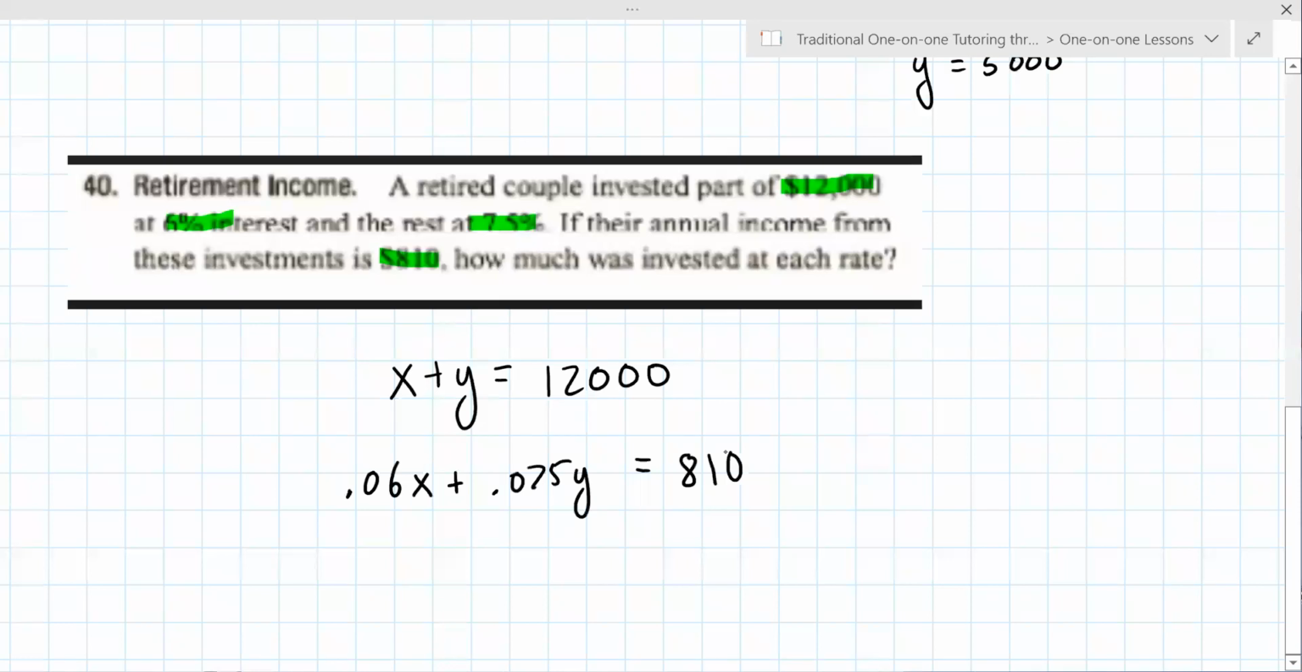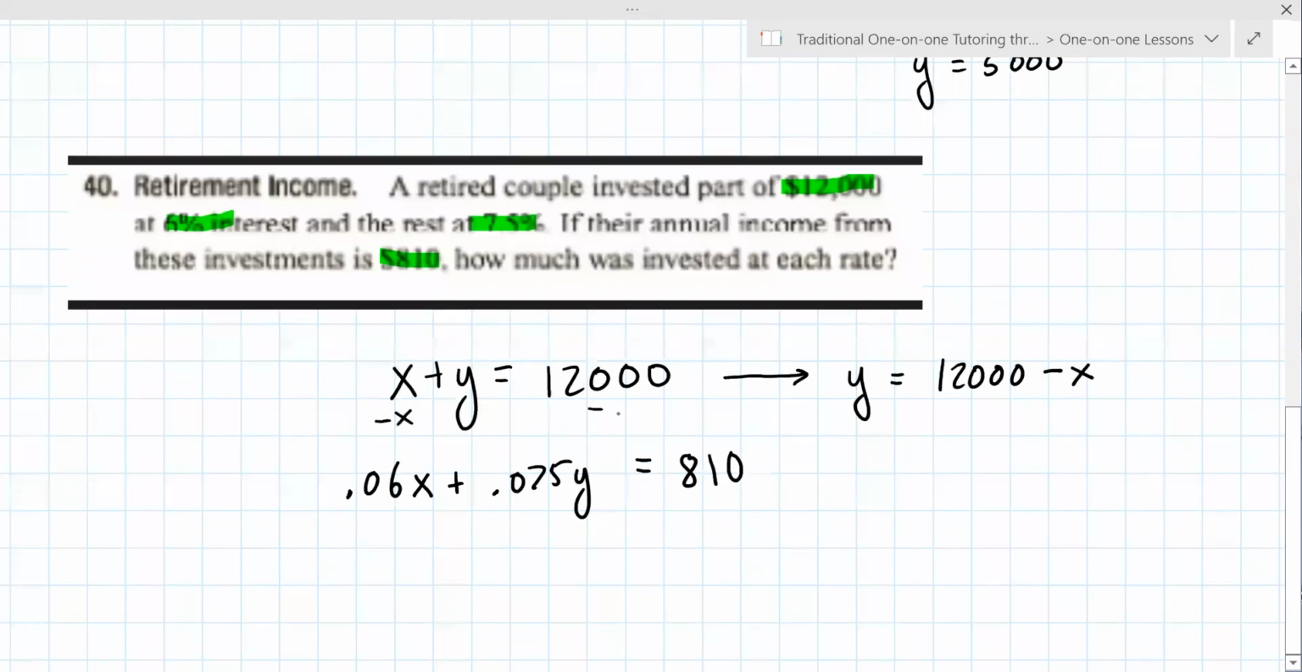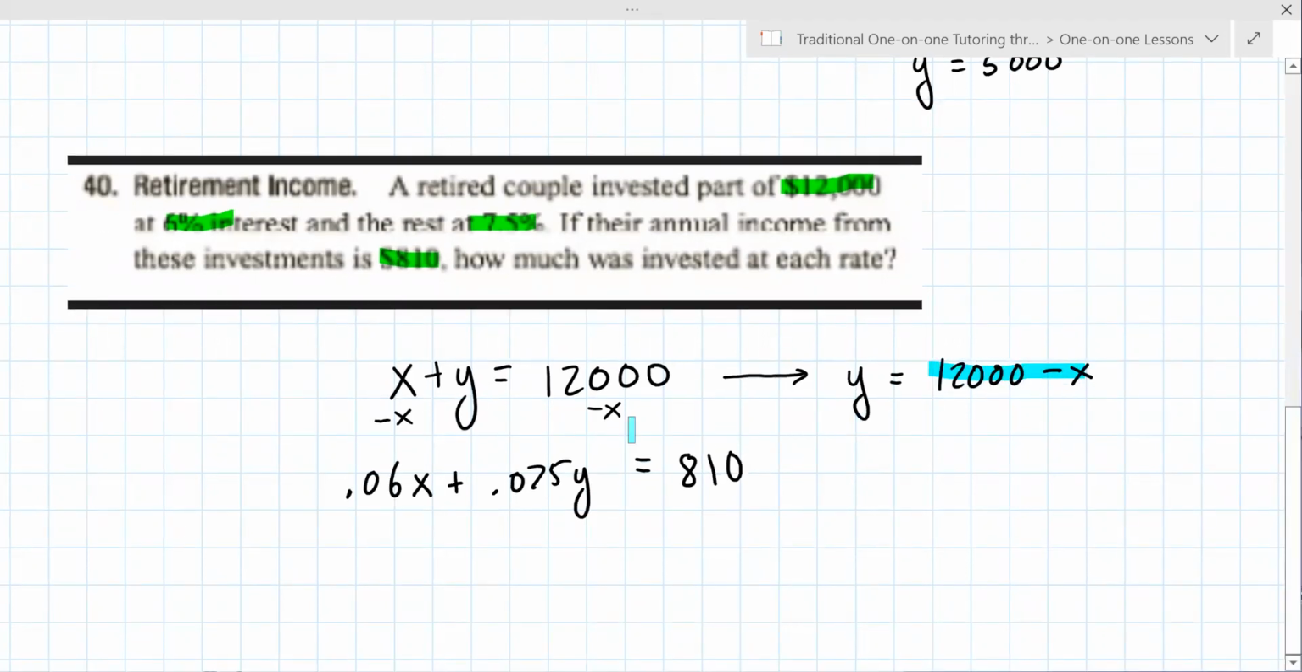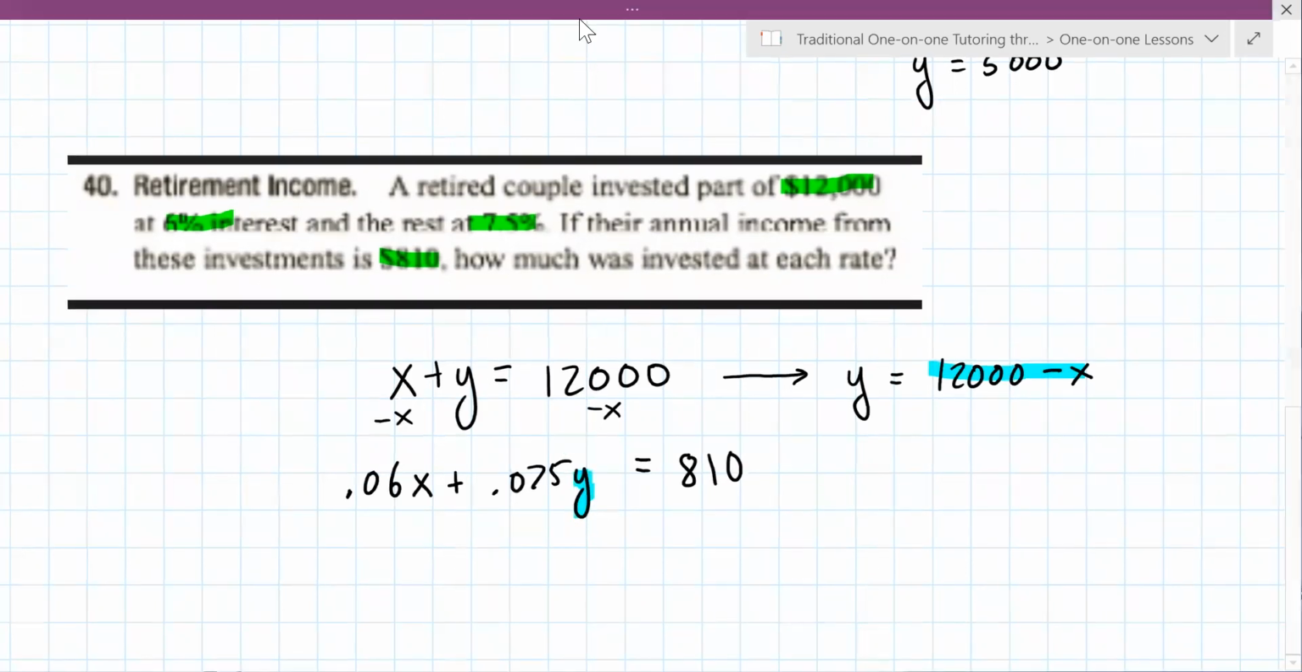So let's do this one using substitution, only because I want you to get practice with it, not because it's the better option. I think elimination would be better. But let's solve this first one for y. So y is 12,000 minus x. You're just subtracting x from both sides. Now that 12,000 minus x is going to go in wherever you see a y. Remember that from the other day?